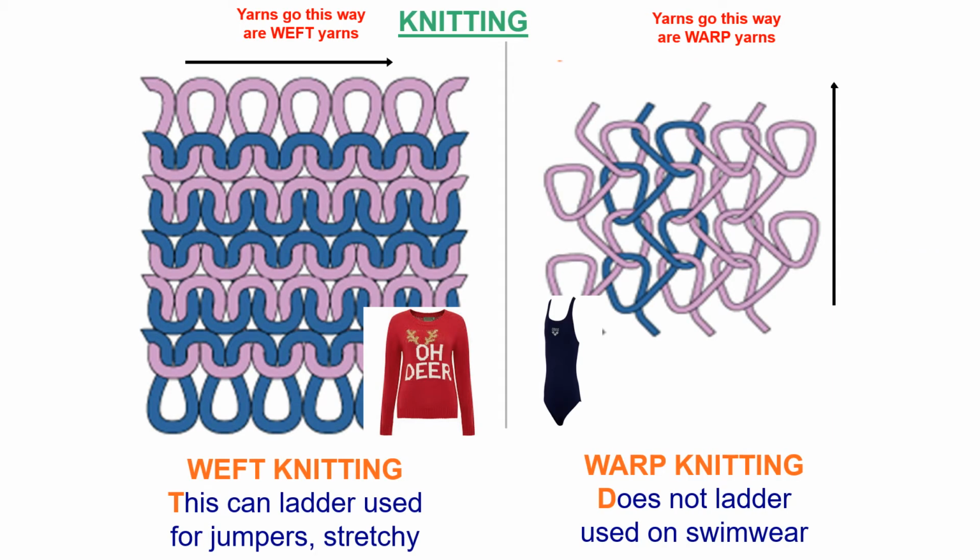There are two types of knitting. Weft knitting. Weft knitting is knitting horizontally, across the yarn. This can ladder, but it's really good for jumpers and makes it really stretchy.